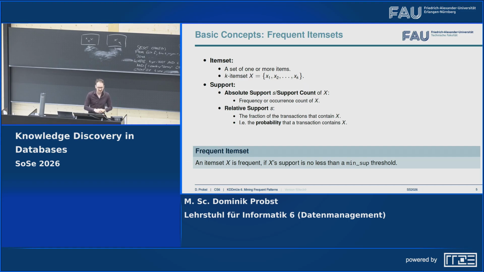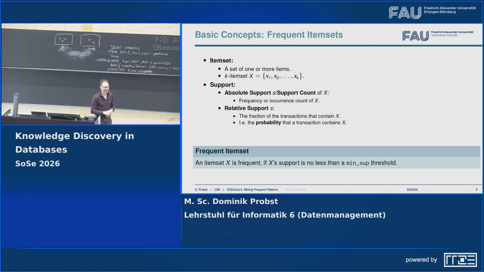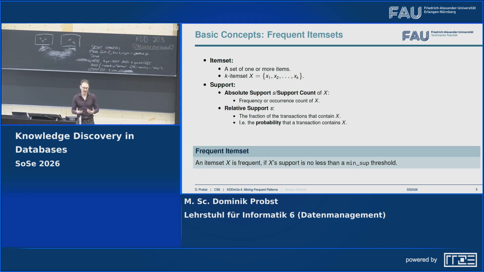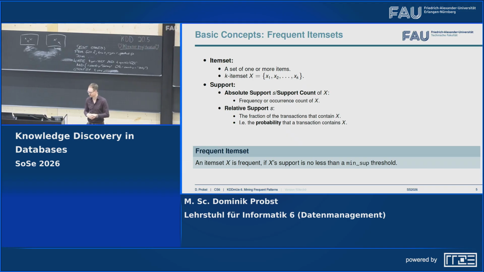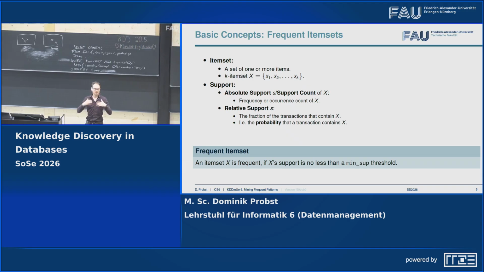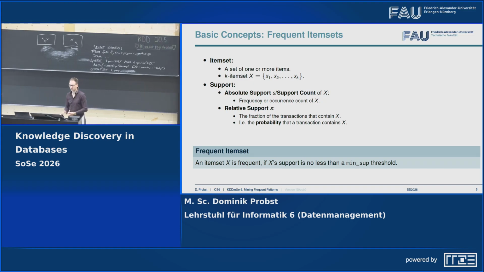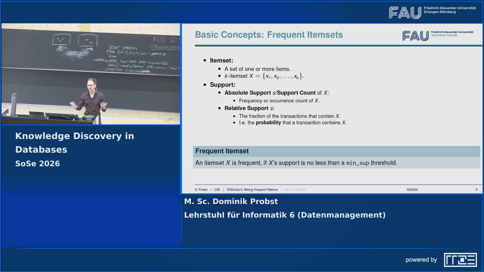Based on an item set, we can define 2 different kinds of support. Support is the next important term. We can either have absolute support, also often called support count, which is basically how often does this specific item set occur in a bigger data set. Just how often. So if beer and diapers occur in our database 3 times, the absolute support would be 3.